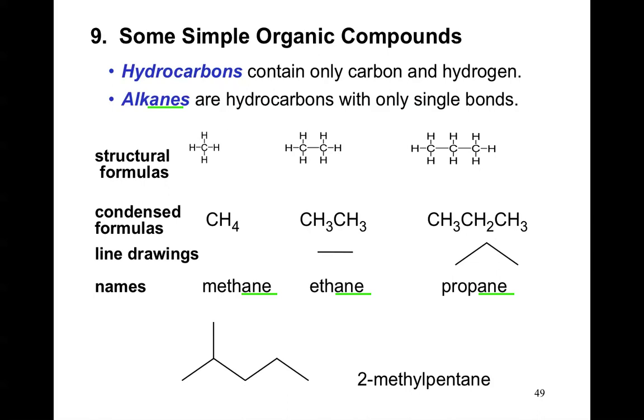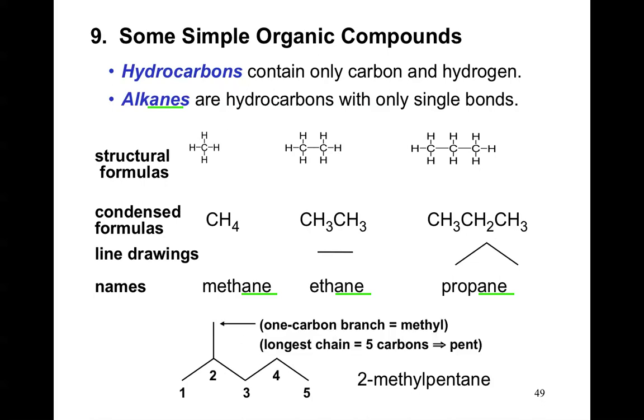All right, now, if we look at these line drawing representations, we can look at what are called branched hydrocarbons and look at how we would name those. So if you have a branched hydrocarbon, you look at the longest part of the chain. So we have 1, 2, 3, 4, 5 carbons. So we would name that part pentane, right? So we've got pentane right here.